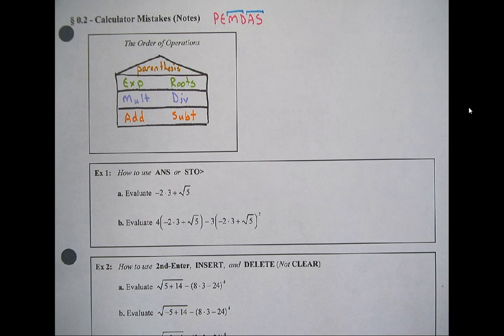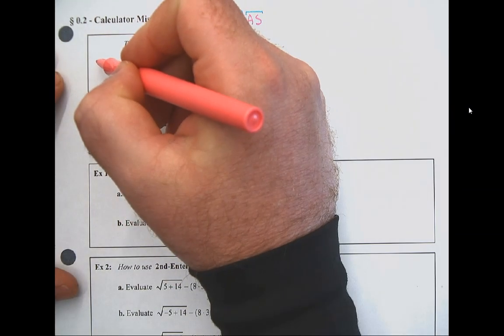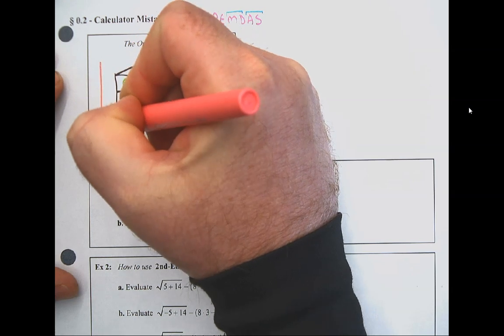So let's talk a little bit about how we use the order of operations house. We want to do... we always start at the top and work our way down.